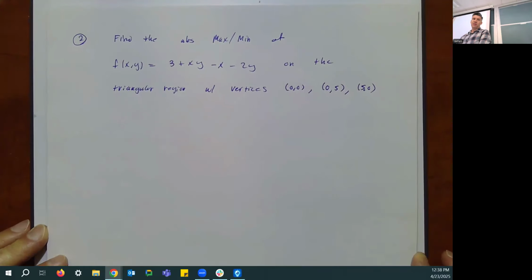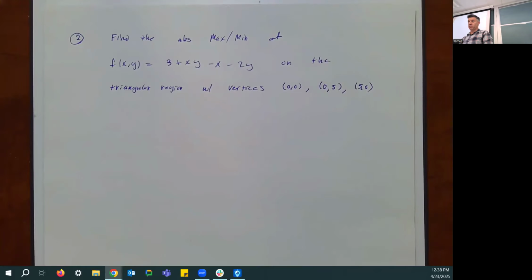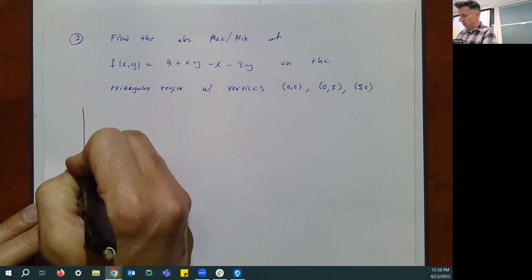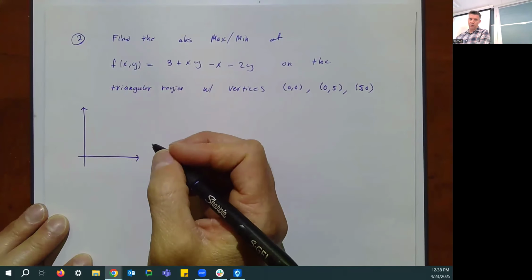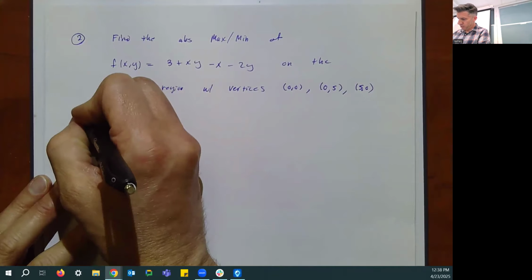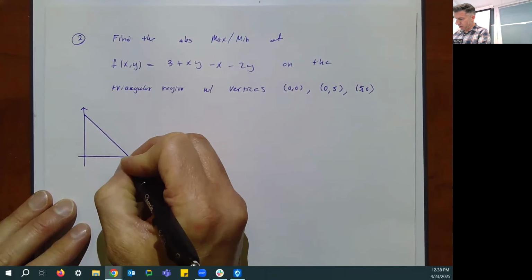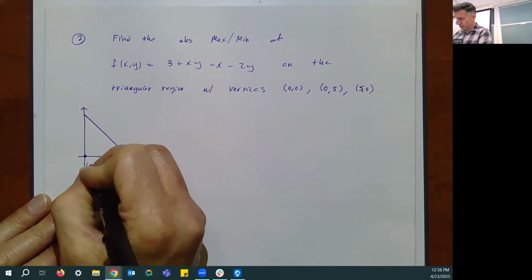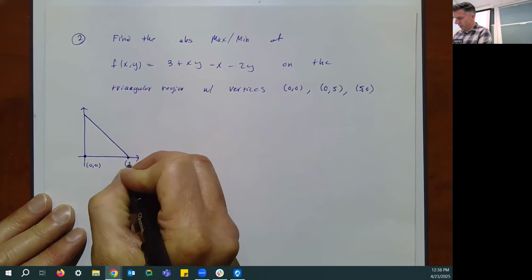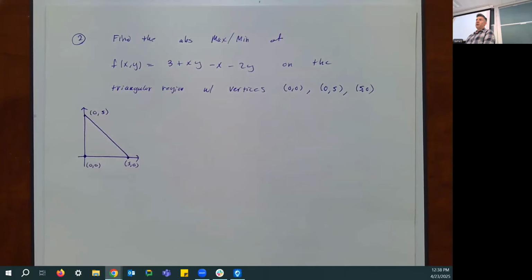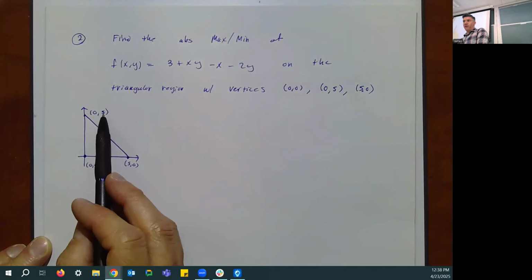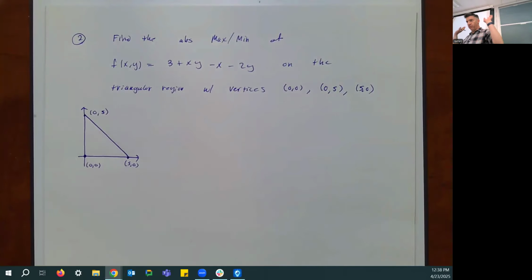It's not absolutely necessary, but I do think it's a good idea to draw the region, or the domain, you might also call it. Here's my triangle with vertices (0, 0), (5, 0), (0, 5). So we're going to find all the same three types of critical points. First off, we know we're going to be testing (0, 0), (5, 0), and (0, 5), right?